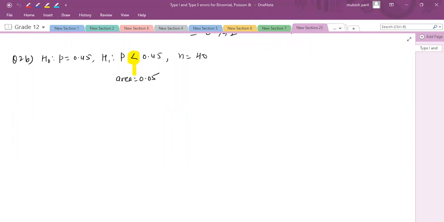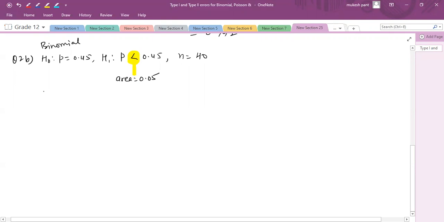Now question number 2b, this is also a binomial distribution. In the null hypothesis, p equals 0.45. In the alternative hypothesis, p is less than 0.45, and n equals 40, the number of trials. This test is conducted at the 5% significance level. So when you use inverse binomial distribution, you write the area 0.05. The procedure for using the GDC is the same as in the previous question.